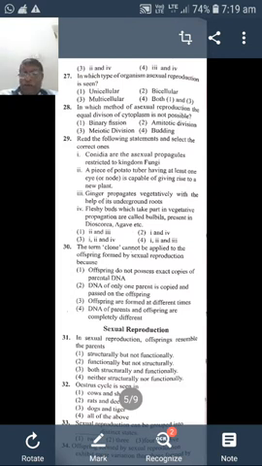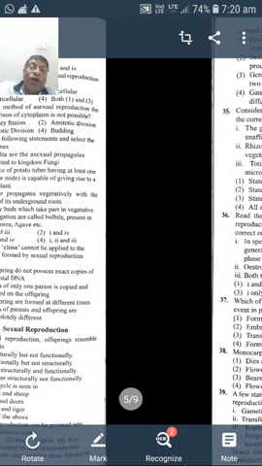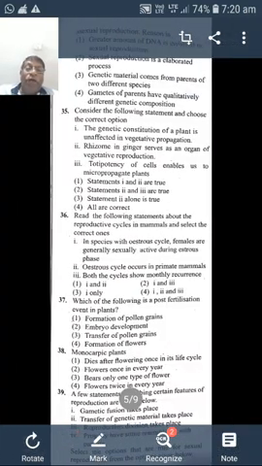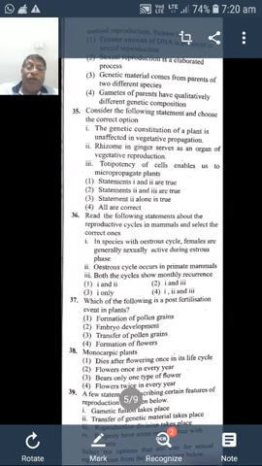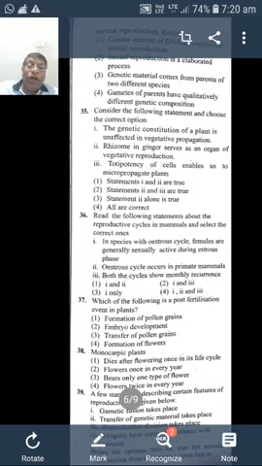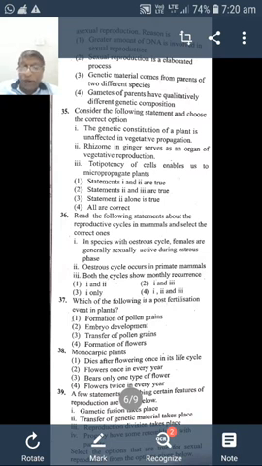Next question. Estrus cycle is seen in cows and sheep, rats and deer, dogs and tiger, all of the above. Look here now. The animals which reproduce sexually, when they reach adult stage or maturity, show the reproductive cycle.